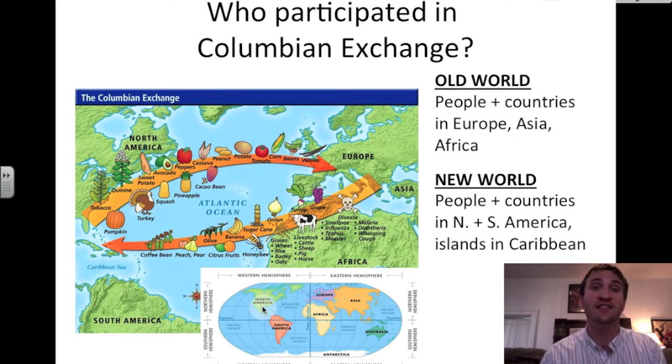Who participated in this large Columbian Exchange? Well, the Old World and the New World both did. Let's define these areas. First, the Old World are the people and countries in Europe, Asia, and Africa. In other words, the Old World existed in the Eastern Hemisphere. The New World contained people and countries in North and South America. We also have to include the Caribbean islands because they are extremely important in the Columbian Exchange. And the New World is made up of countries in the Western Hemisphere, the hemisphere that hadn't been explored too much by the Eastern Hemisphere.